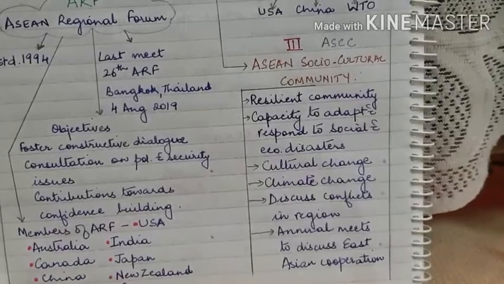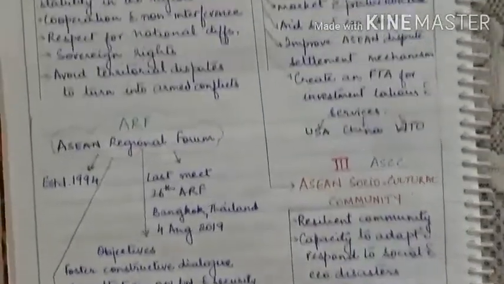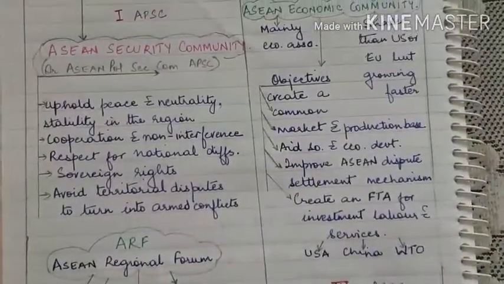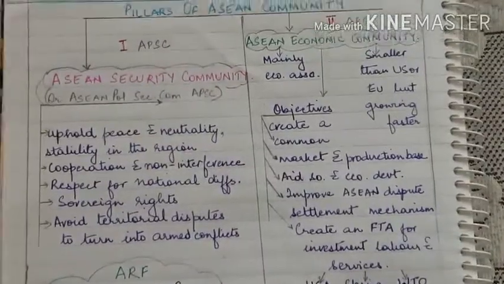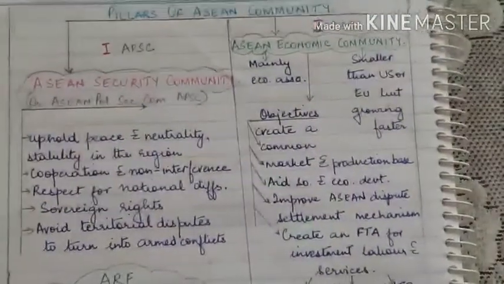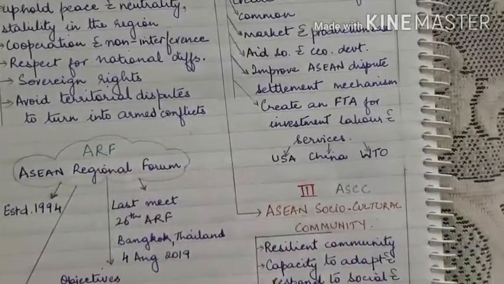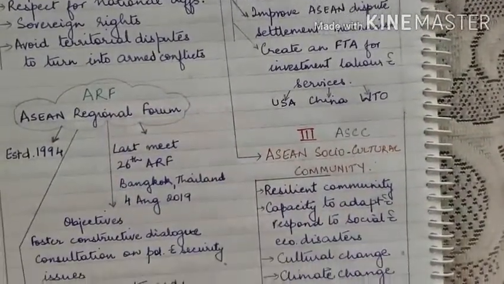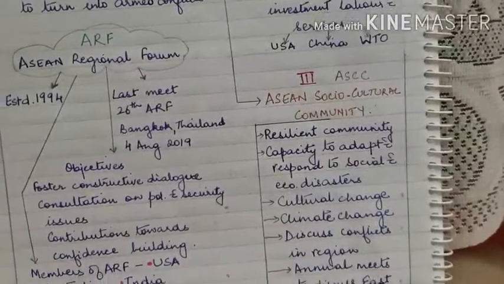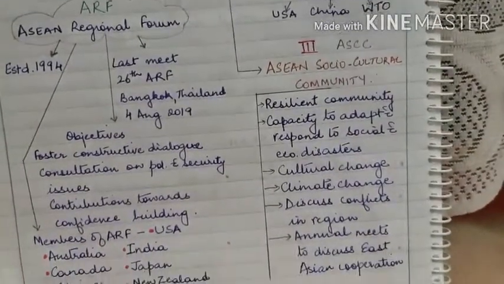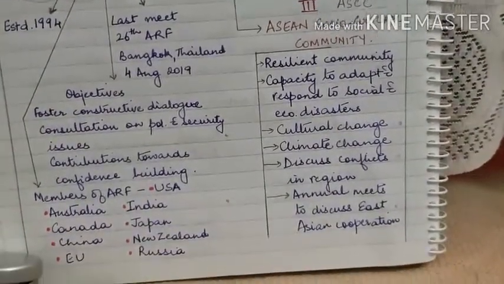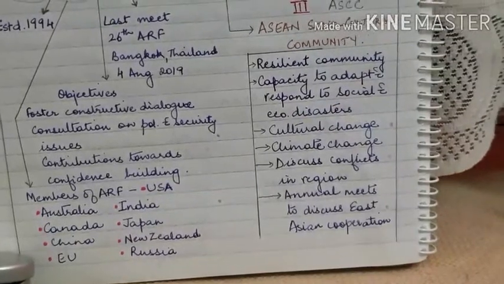So, these are the three pillars of ASEAN. We studied about the ASEAN Security Community, the ASEAN Economic Community, the ASEAN Regional Forum and the ASEAN Socio-Cultural Community. Alright, this is what we have studied till now.